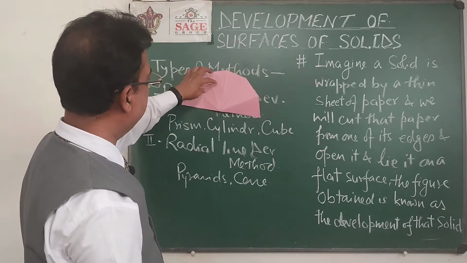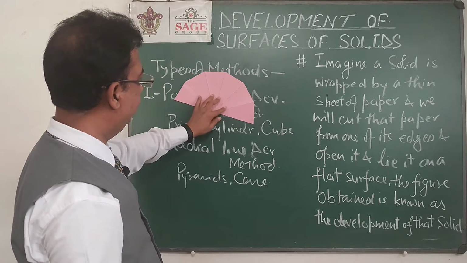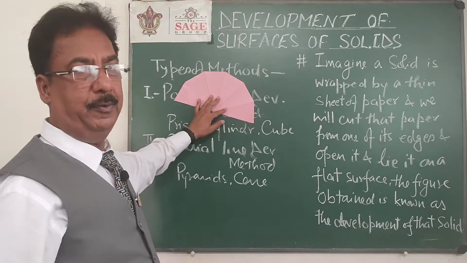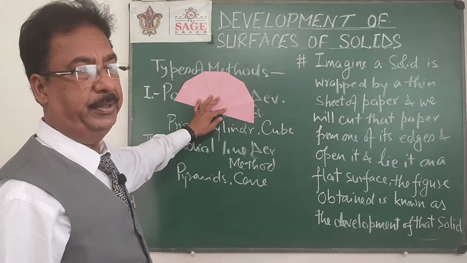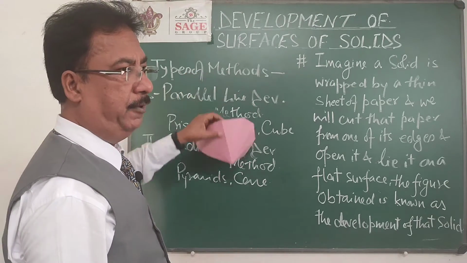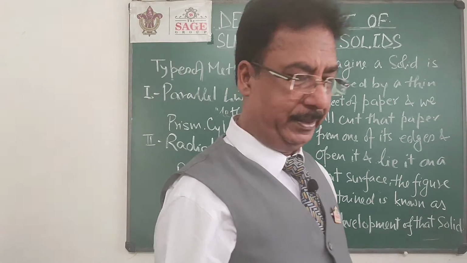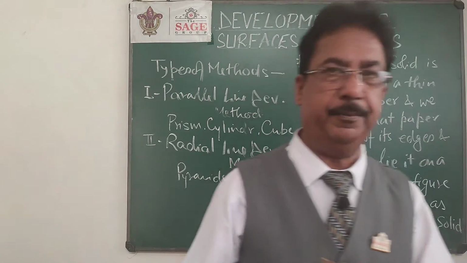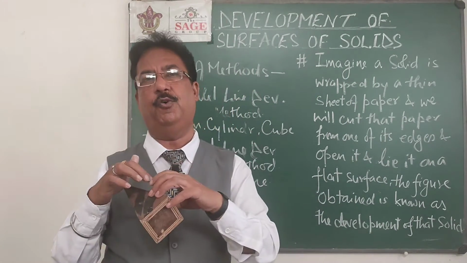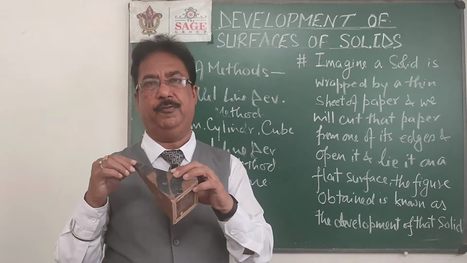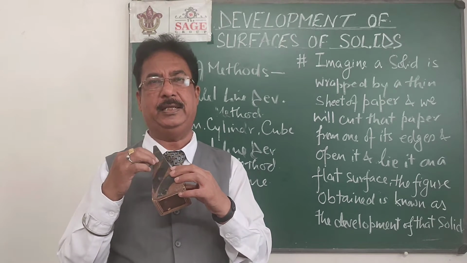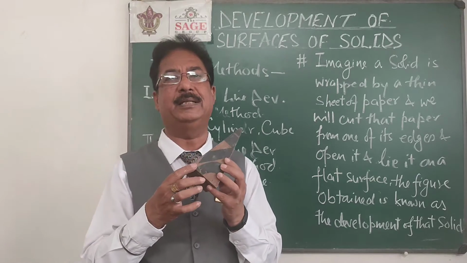So if I lay this on this flat surface, this figure will be the development of a hexagonal pyramid. The number of flanks will depend on the base sides. As I have a square pyramid, for this the development will be 4 triangles, each with 2 sides as slant edges and 1 side as the base side.